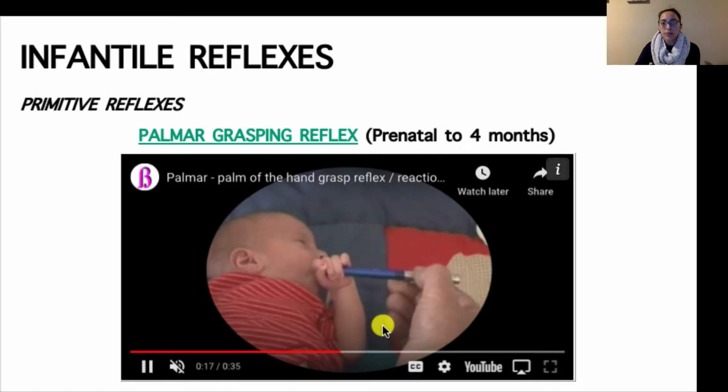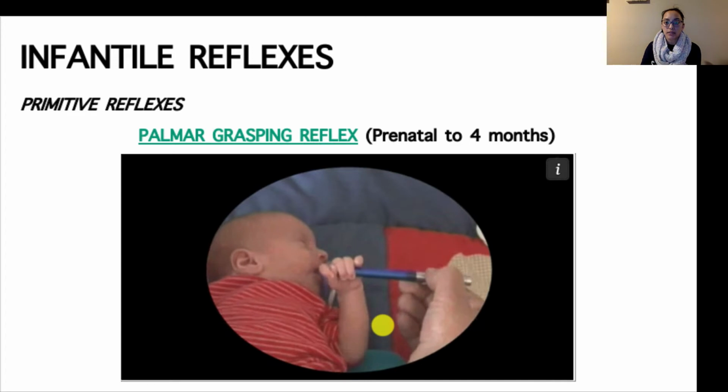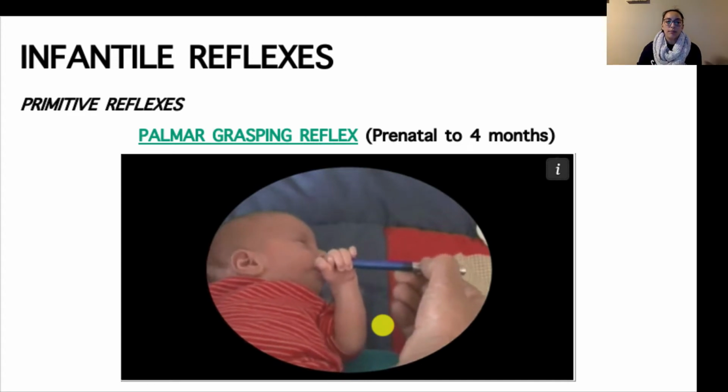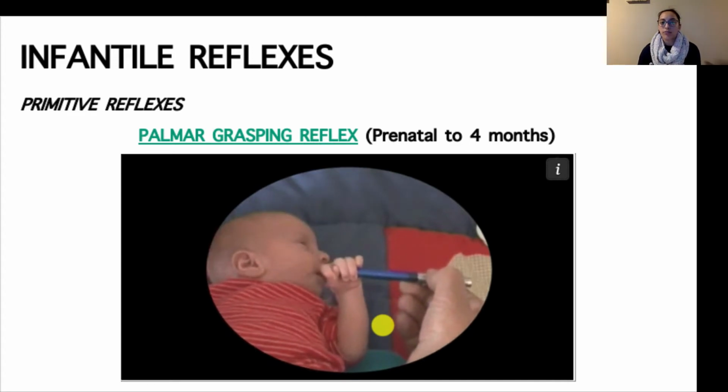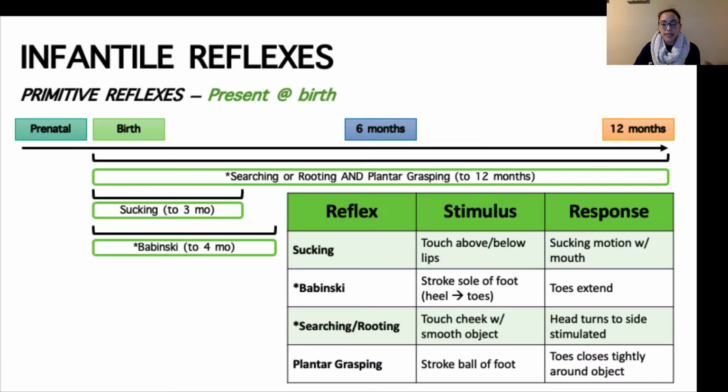So a lot of these primitive reflexes you think of as innate because you're born with them, but they're mainly for survival type things. Additional primitive reflexes that are present at birth that persist later, again, think survival. These ones, the searching, rooting, and sucking reflexes, are related to feeding.